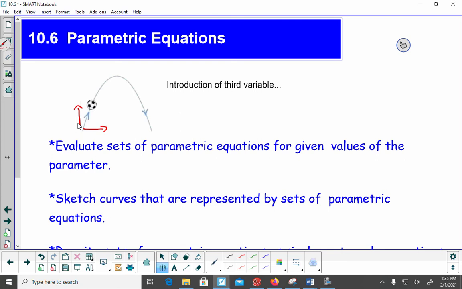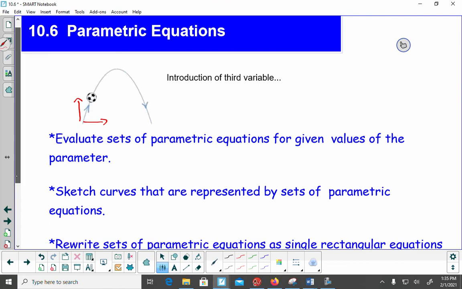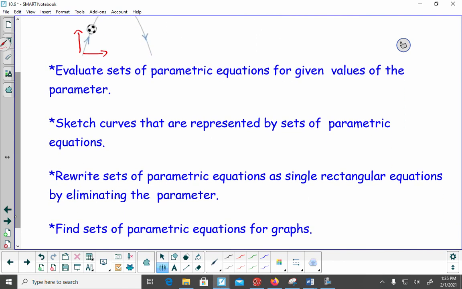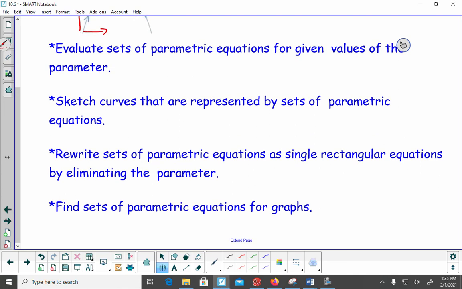So the first thing we're going to learn how to do is evaluate sets of parametric equations, giving values for the parameter. Then we're going to sketch the curves that are represented by a set of parametric equations. Parametric equations have to come in at least a set of two because that's how you introduce that third variable. And then we're going to rewrite sets of parametric equations as a single rectangular equation by doing what's called eliminating the parameter. And then we're going to find sets of parametric equations for graphs.